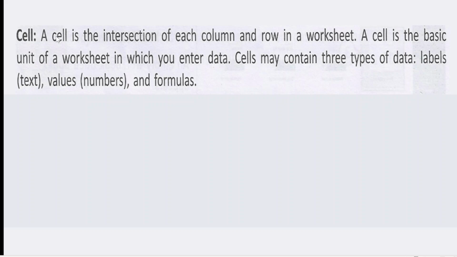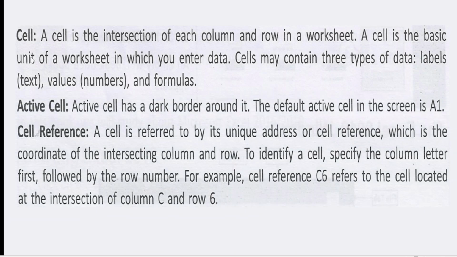Cell. As we have seen, a cell is the intersection of each column and row in a worksheet. A cell is the basic unit of a worksheet in which you enter data. Cells may contain three types of data: labels as text, values as numbers, and formulas. Active cell. Active cell has a dark border around it. As I have shown you, it was in green color. The default active cell in the screen is A1, which is the top leftmost corner cell.